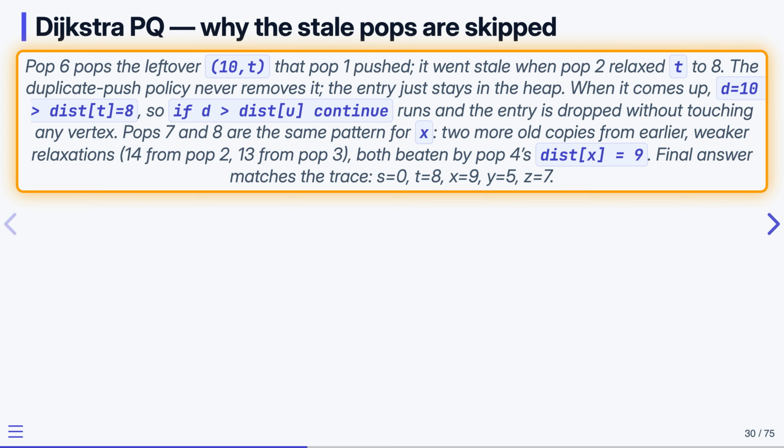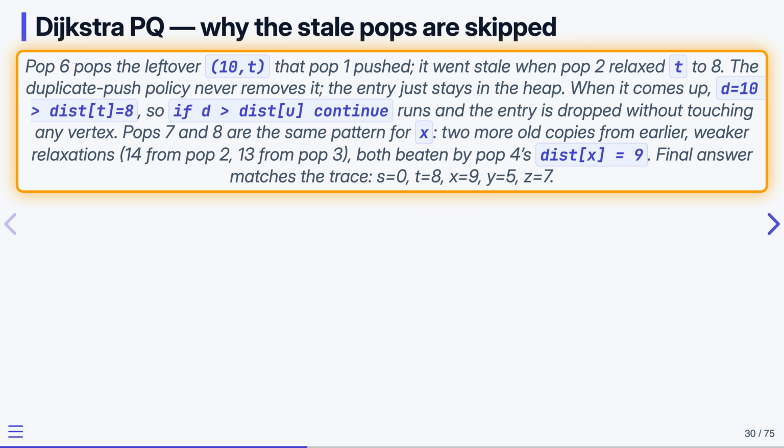Let us say exactly where those stale entries came from. Pop 6 pops the leftover (10, T) that Pop 1 pushed. It went stale when Pop 2 relaxed T to 8. The duplicate-push policy never removes it. The entry just stays in the heap, and when its turn comes, 10 is greater than dist[T], which is 8, so it is dropped without touching any vertex.